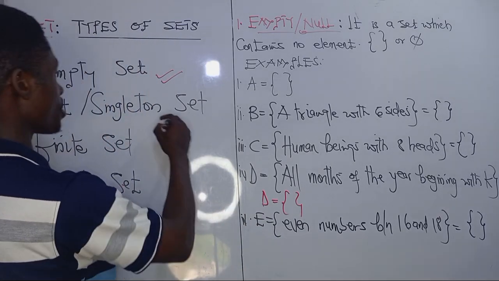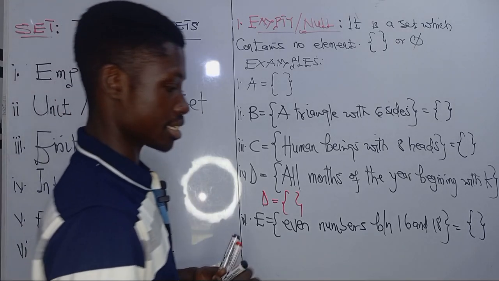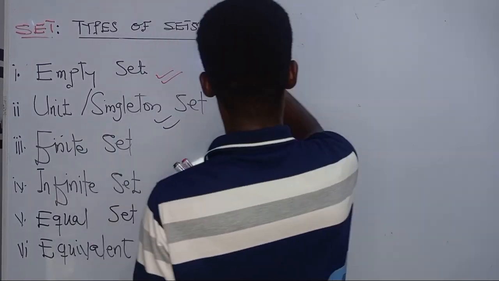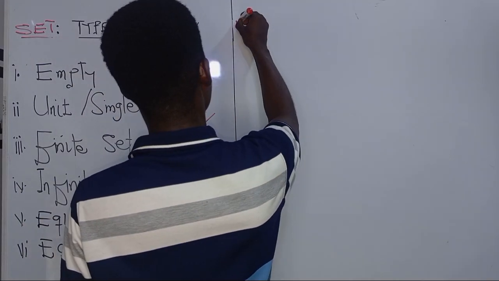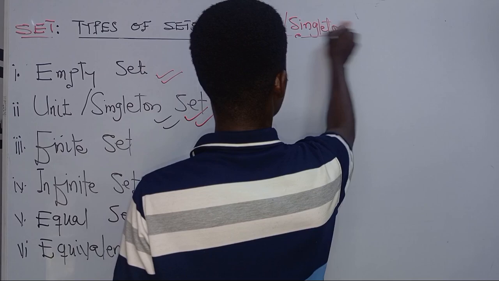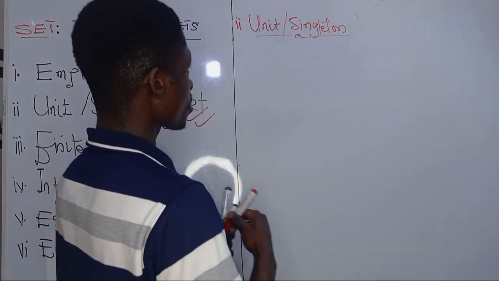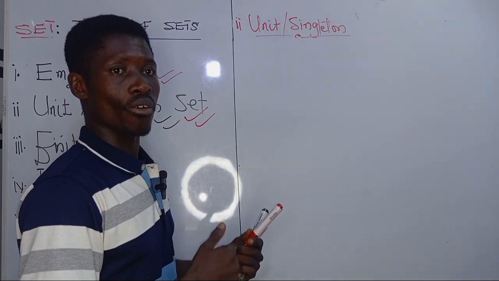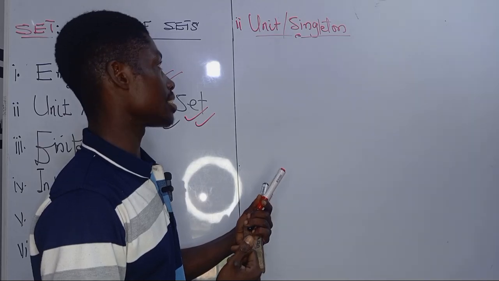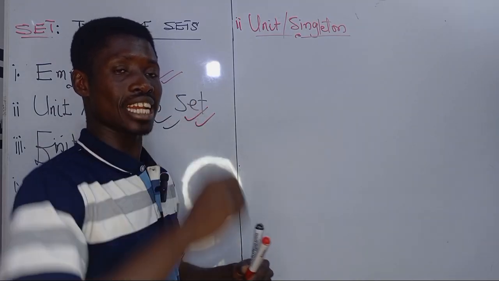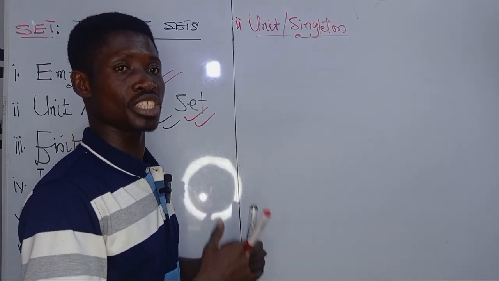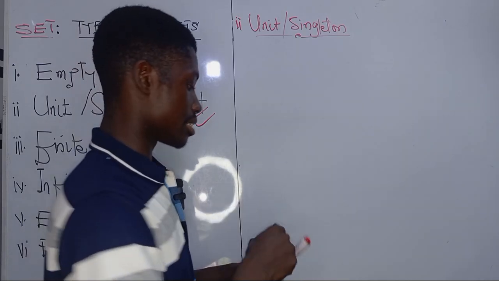Let's look at the next one, which is called the unit set or the singleton set. Now we are looking at the unit set or singleton set. Now when we talk about the unit set or a singleton set, it is a set which contains only one element. So when you have a set which contains one element, then that set is what? A unit set or a singleton set.